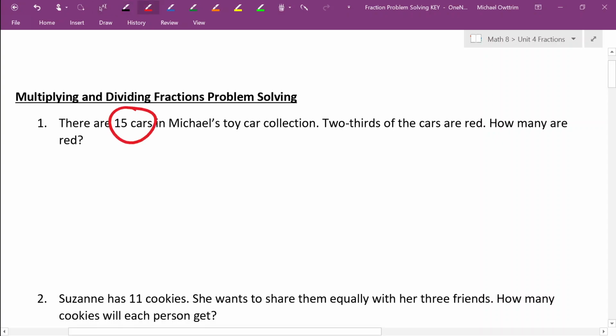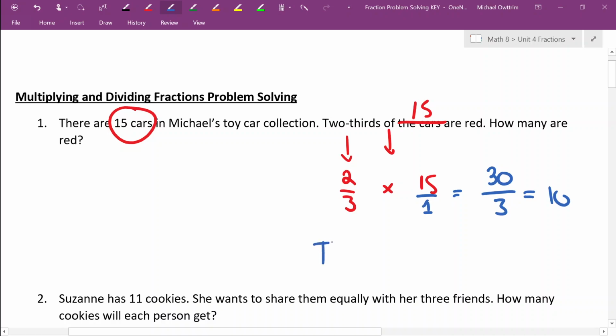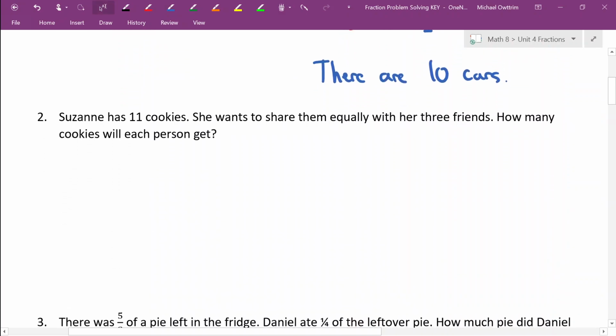We want to take information where we have 15 cars, we want to replace the phrase "the cars" with 15, and then we can go ahead and solve. 2/3 is the fraction, "of" means multiply, and we've got 15 cars. When we multiply a fraction by a whole number, we want to remember that our whole number is really over 1. We could do this as 2 times 15 is 30, 3 times 1 is 3, 30 divided by 3 is 10, and conclude that there are 10 cars. There are some opportunities for simplifying in that multiplying stage as well.